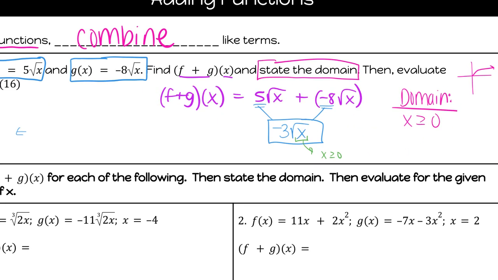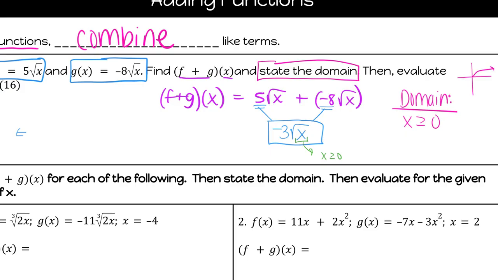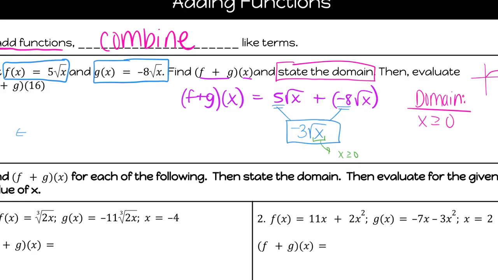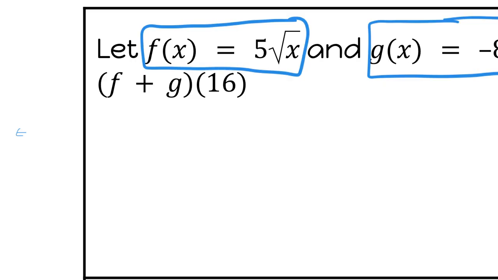And then finally, we are asked to evaluate the function. So they want us to evaluate f plus g when x is equal to 16. That's what this notation here represents. It means evaluate f plus g when x is 16.